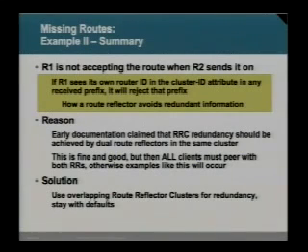Okay, so router 1 is not accepting the route when R2 sends it because it sees its own router ID and the cluster ID attribute, and it will reject the prefix because it assumes that router 4 will have got an iBGP session with router 1 already, so it already has the information, so it doesn't need another update.